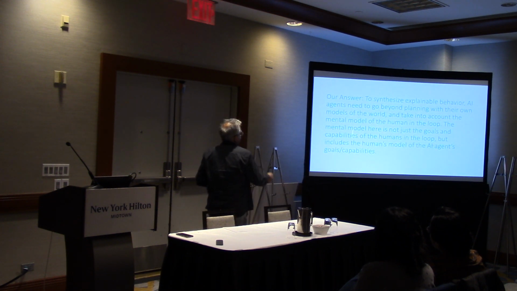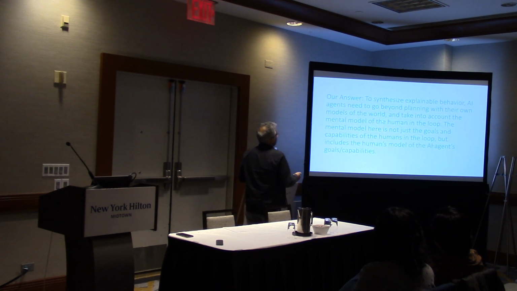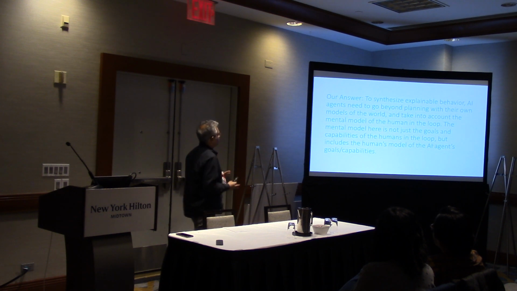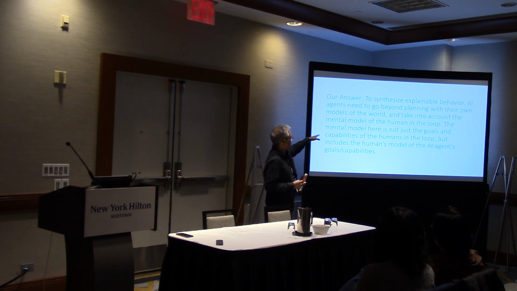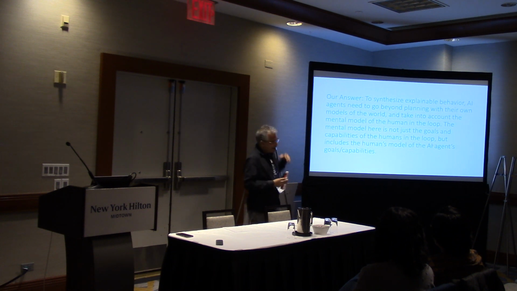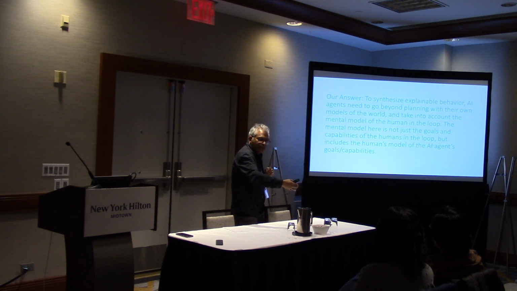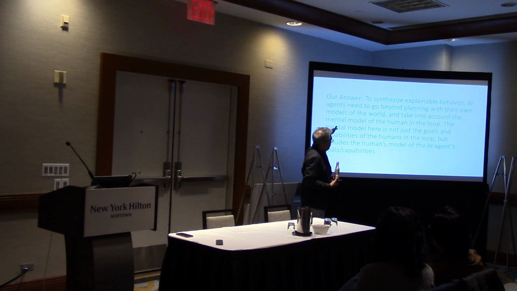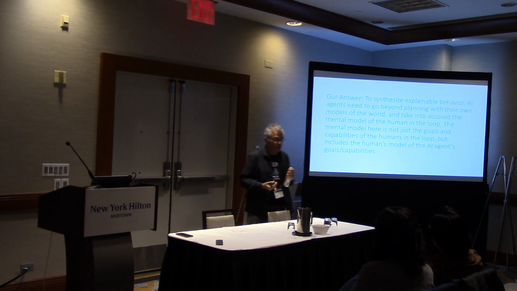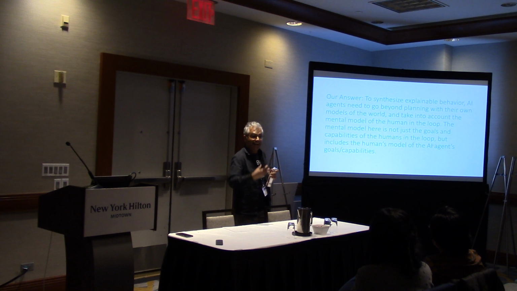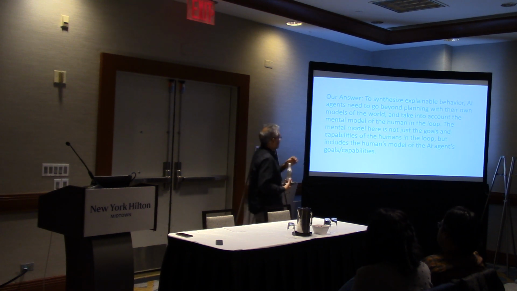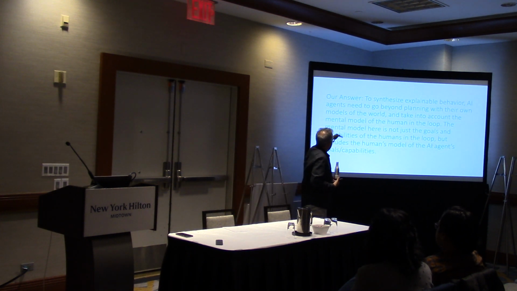So the simple answer in this tutorial is that to synthesize explainable behavior, it should not be surprising to you by this time that AI agents need to go beyond just deciding what behavior they are producing to reach their own goals, but also take into account the mental model of the humans in the loop. For the mental models, what are their beliefs, what are their goals, what are their actions, what are their capabilities. And when you have that, that's the first level.